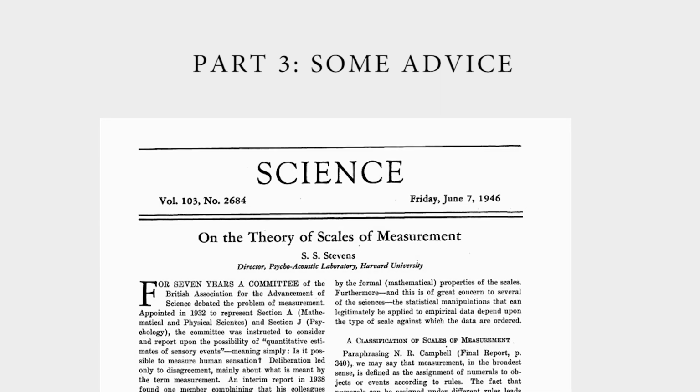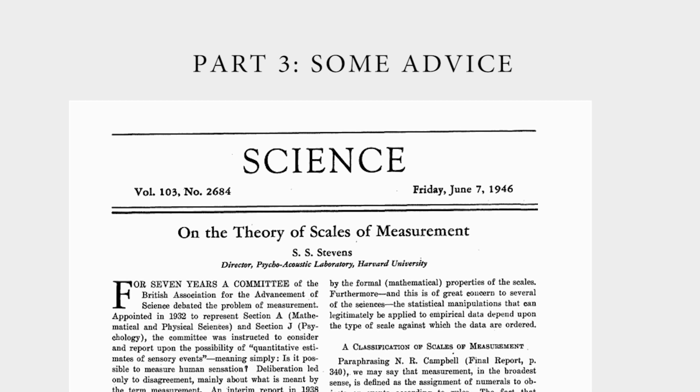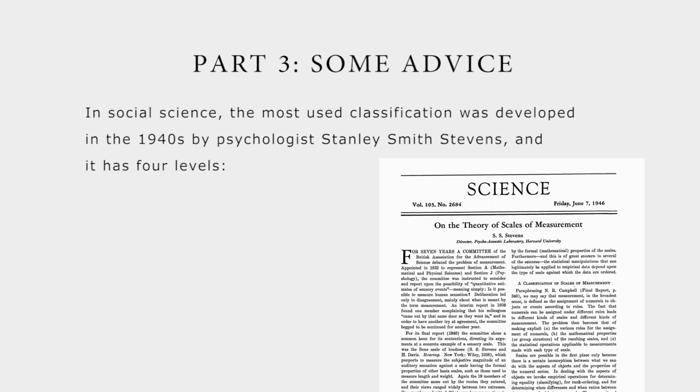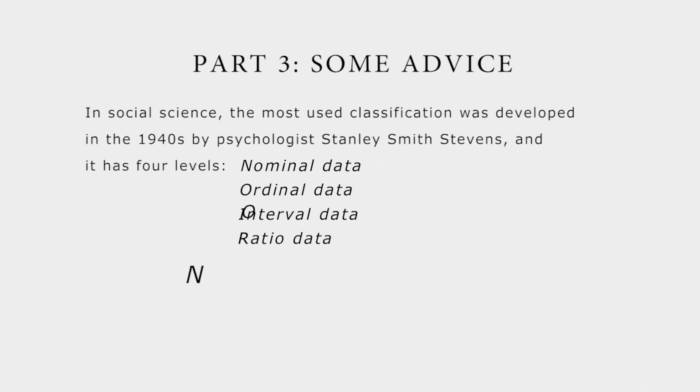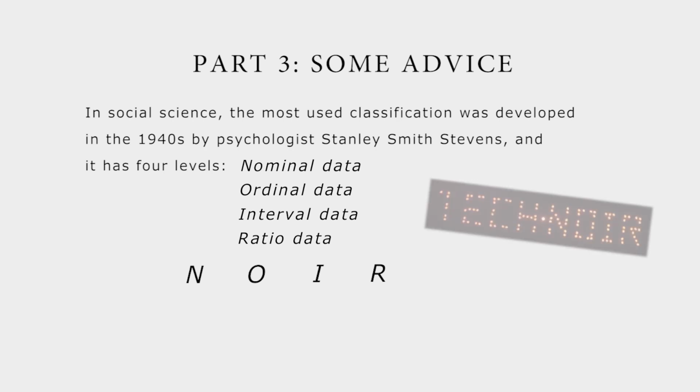In social science, the most used classification was developed in the 1940s by psychologist Stanley Smith Stevens. Nominal, ordinal, interval, ratio. Think noir, which is a French word for black.